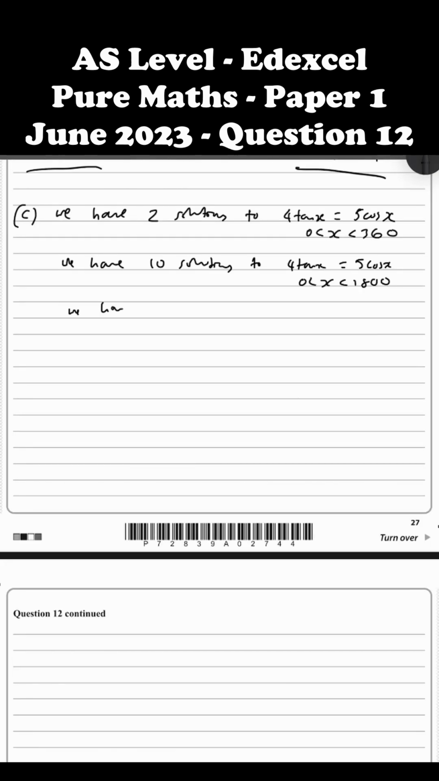Therefore, we're going to have 3 times that for 4 tan 3x equals 5 cos 3x for x between 0 and 1800 degrees. Therefore, 30 total solutions.